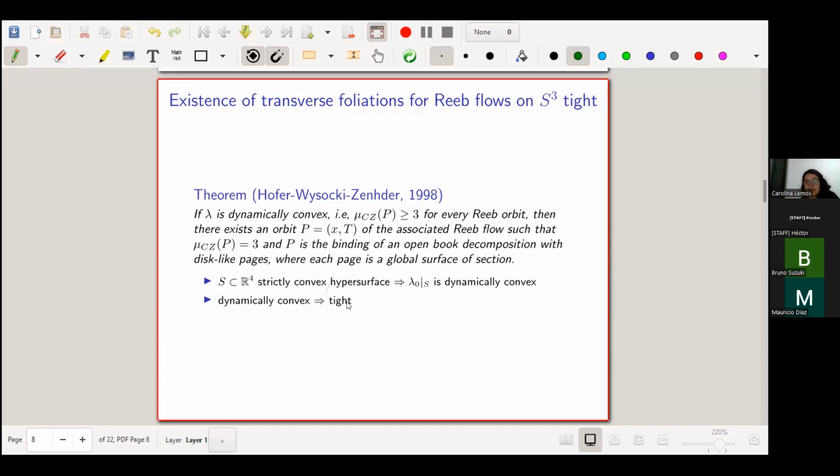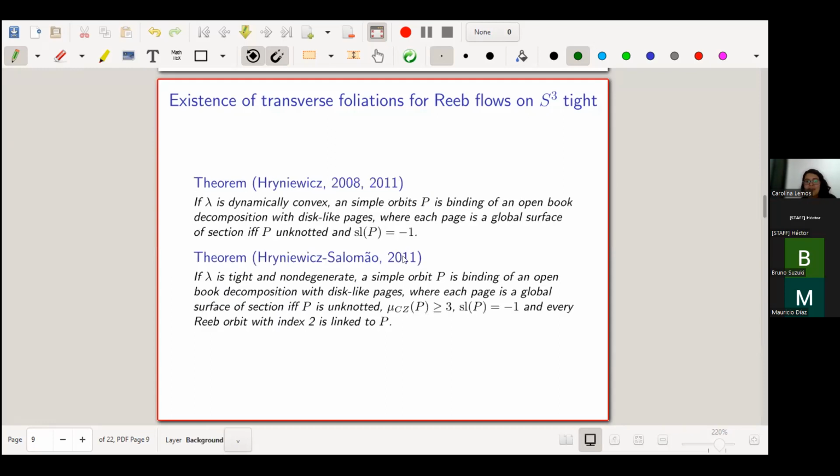Also it's a result about tight contact forms, because the same authors have proved that if you have a dynamically convex flow, then it's associated to a tight contact form on S3. And so this was the first paper where the idea of transverse foliation appeared, but the name was not necessary because in this case it was an open book.